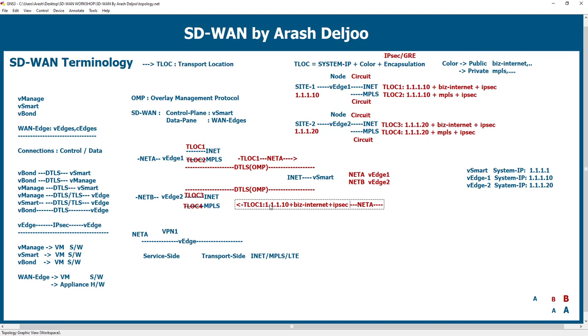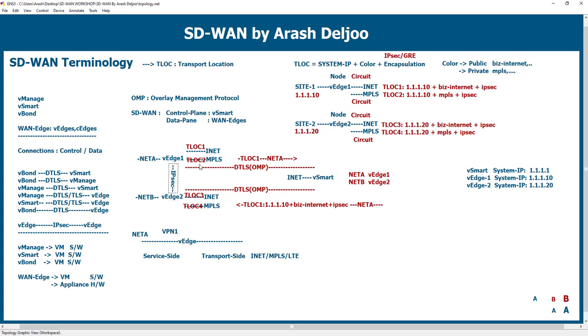But if we use 11110 as a system IP and we can establish 11110 session over biz internet and with IPsec, we can have a secure connection between WAN-H2 and WAN-H1 and send traffic between them. Look at here. After this advertisement, between WAN-H1 and WAN-H2, we will have a secure connection. You know that in the data plane, secure connections are established with IPsec.